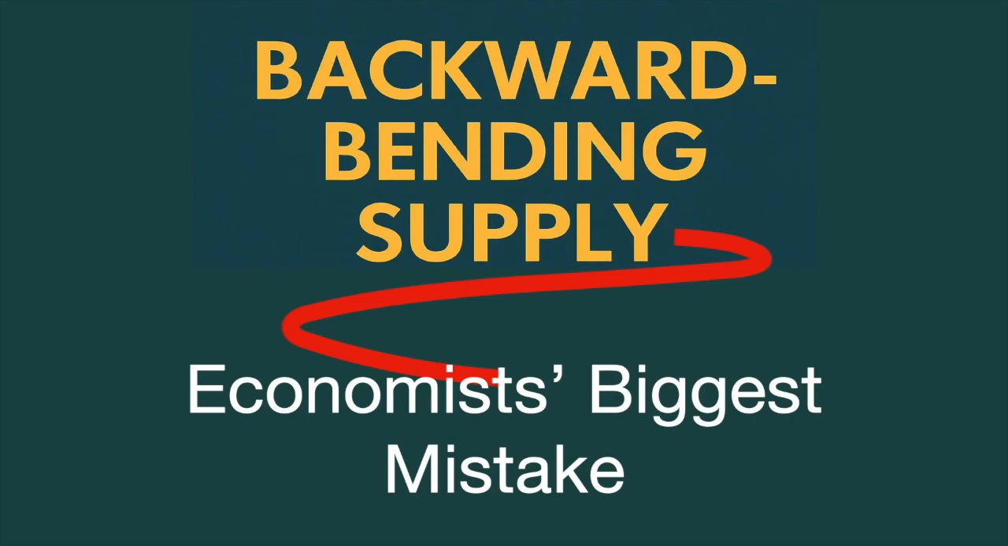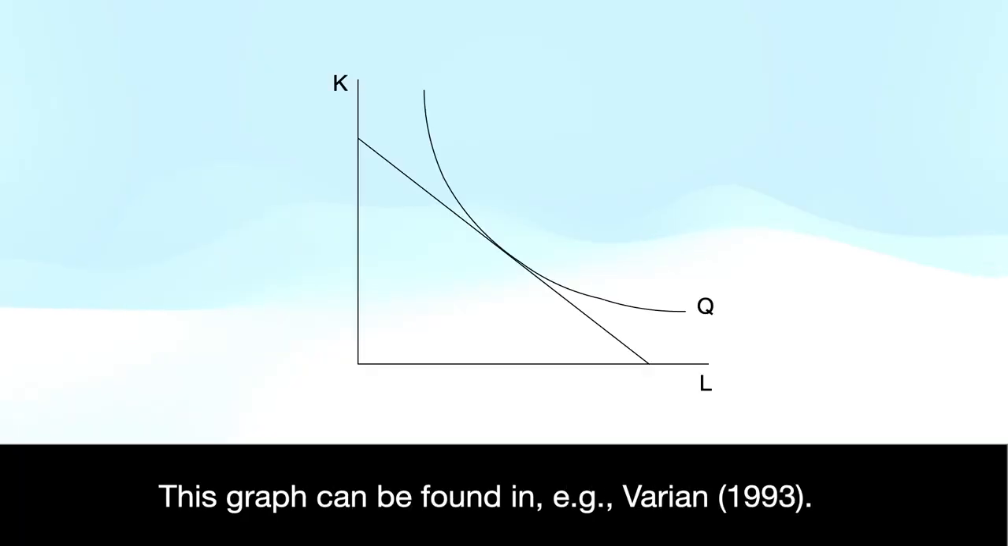Backward bending supply. Economists' biggest mistake. The foundation. This graph can be found in, for example, Varian, 1993.